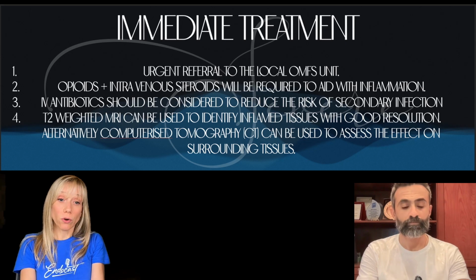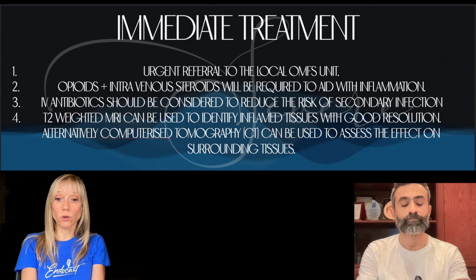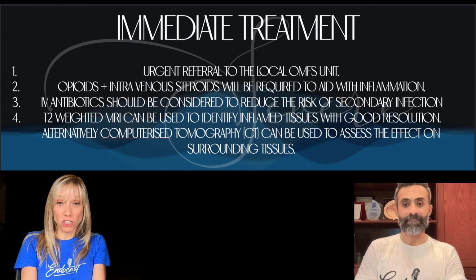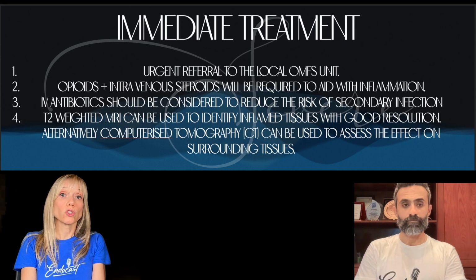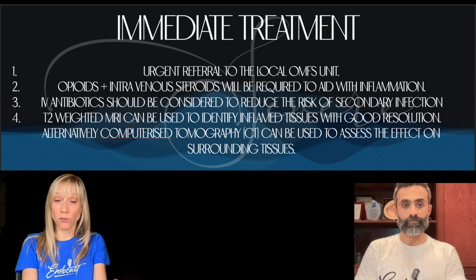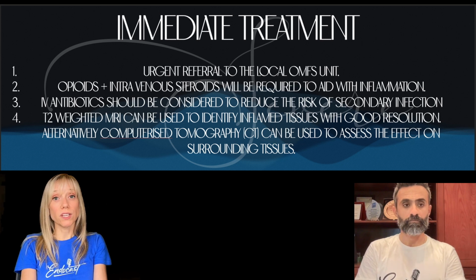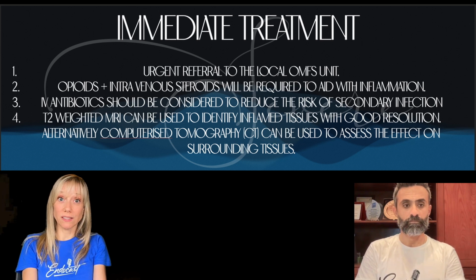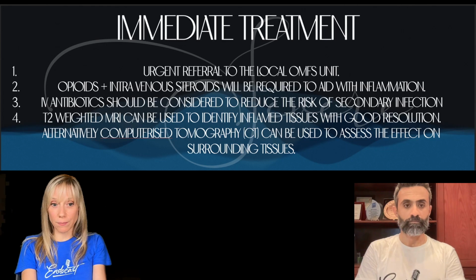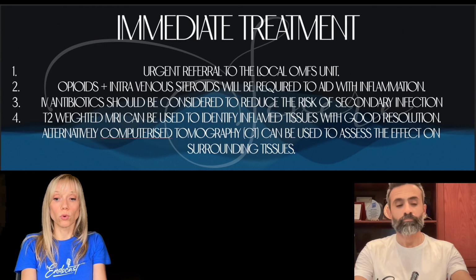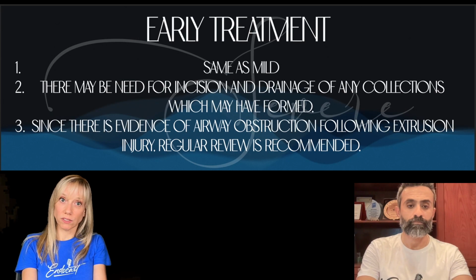Second, opioids or intravenous steroids in order to aid with the inflammation. And also, we should be considering intravenous antibiotics in order to reduce the risk of a secondary infection, because here there is huge damage to the tissues. And we may also need an MRI in order to identify which tissues are inflamed, or a CBCT in order to assess the effect on the surrounding tissues.